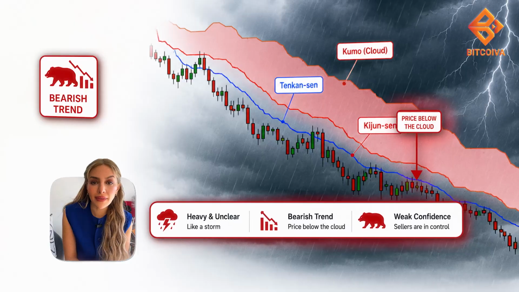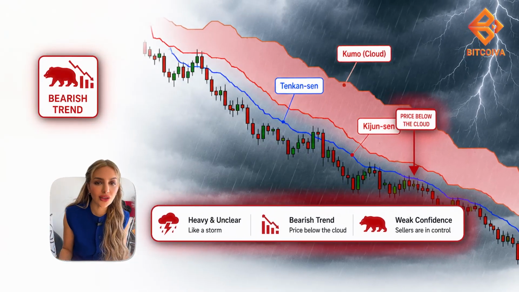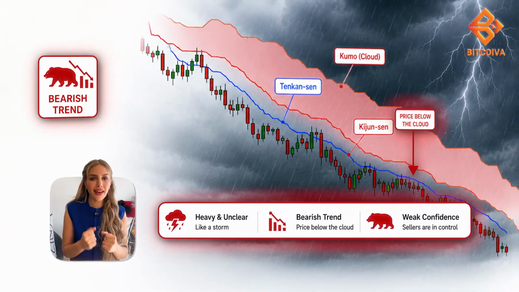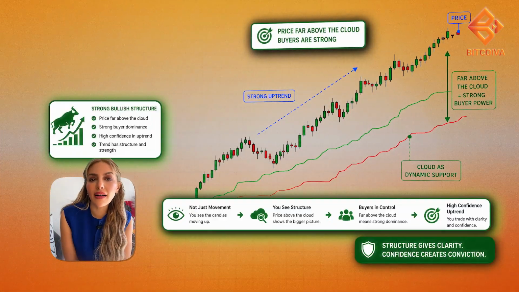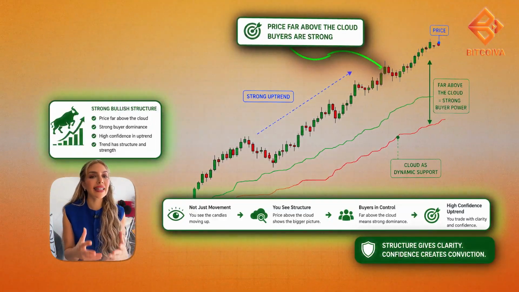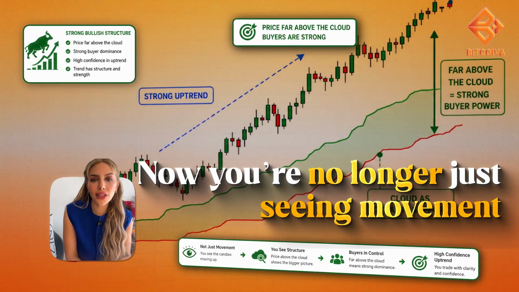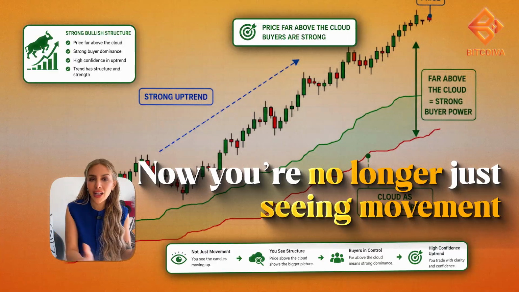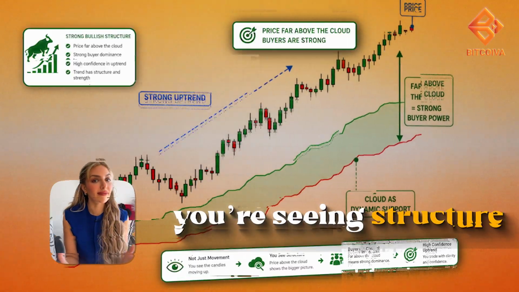The trend is bearish. The cloud doesn't just show direction, it shows confidence. If price is far above it, buyers are not just present, they are strong. Now you're no longer just seeing movement, you're seeing structure.